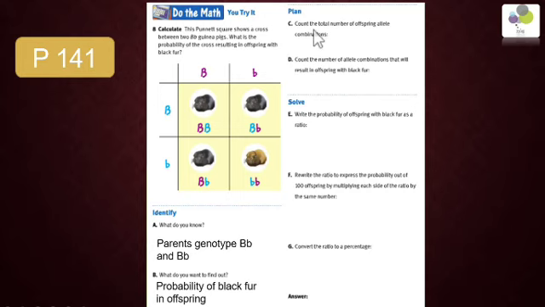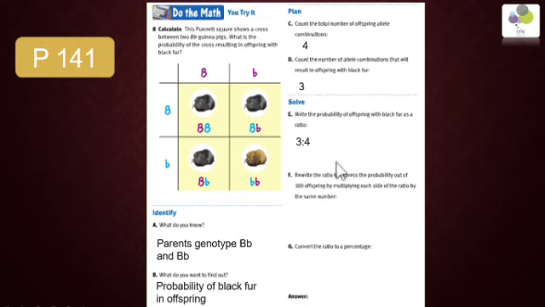Count the total number of offspring. The total number is what? 1, 2, 3, 4. The total number of offspring is 4. Count the number of allele combinations that will result in offspring with black fur: 1, 2, 3. Write the probability of offspring with black fur as a ratio. So we have 1, 2, 3, and the total, which is 4. So we write 3 to 4.